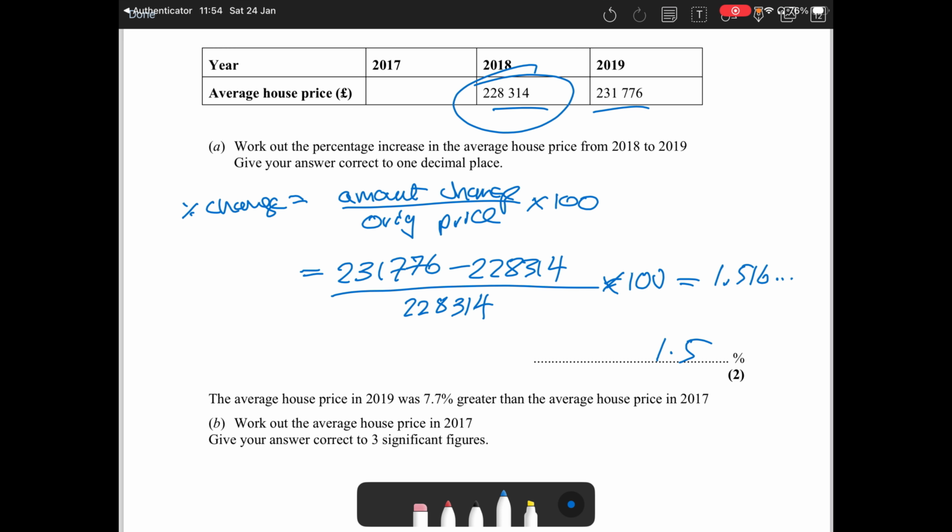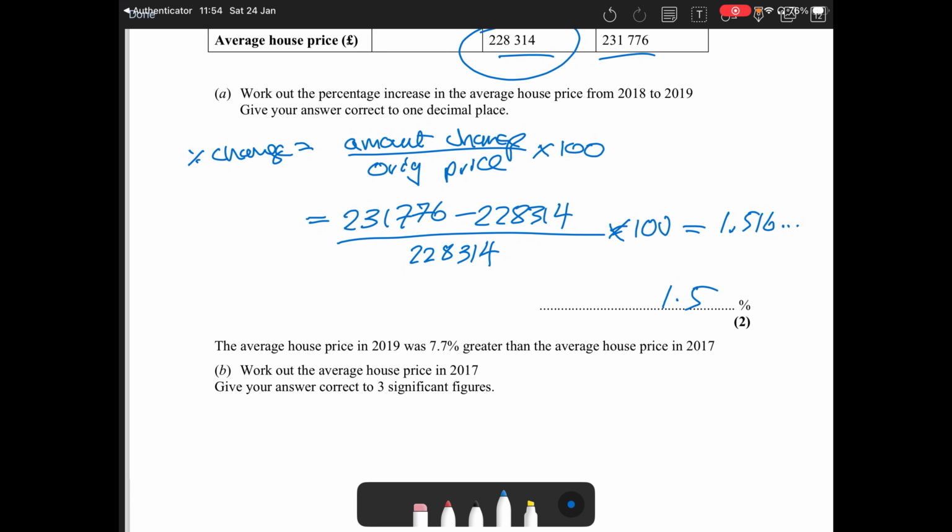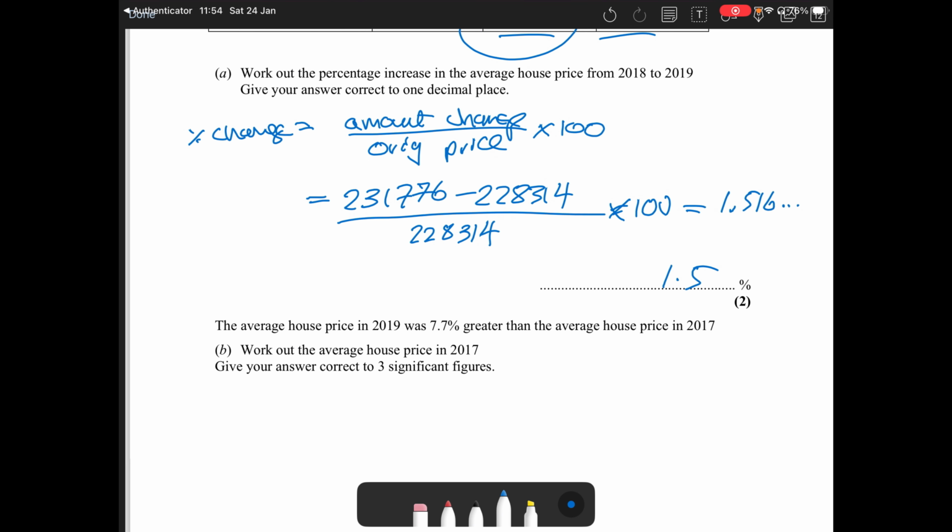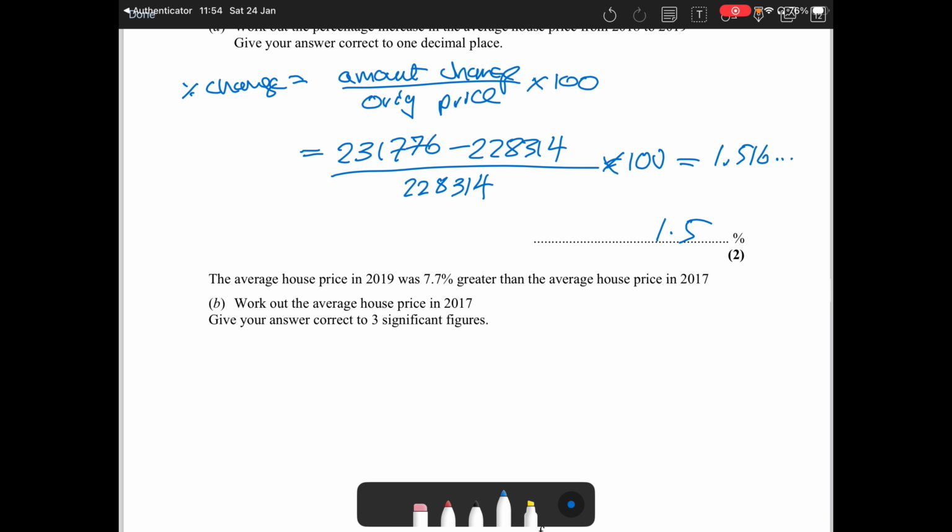Okay, so the average house price in 2019 was 7.7% greater than 2017. Right, let's look at the terms. This is reverse percentages. We are going back in time. The percentage change has already happened, right? So some number has been increased 7.7%, and the result being 231,776. Various ways you can write this out.